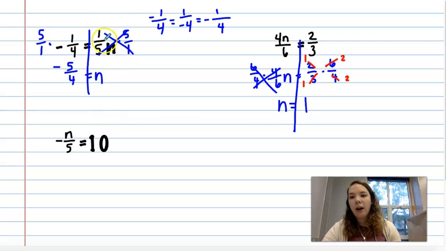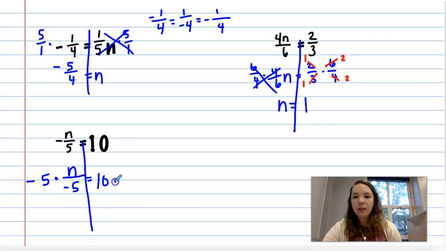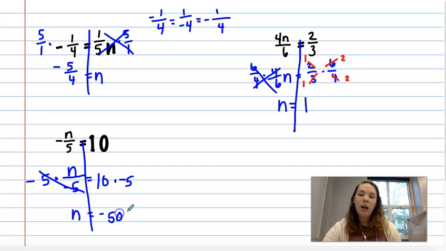Negative n over 5 equals 10. So again, this negative is right in the middle. I'm going to go ahead and put it with the 5 because I want a positive n in my solution. So to get rid of it, I'm going to multiply by negative 5 on both sides. So this is n equals negative 50. And again, I know I go quick. I just expect you to pause whenever you need to.